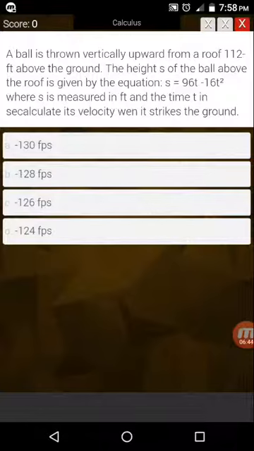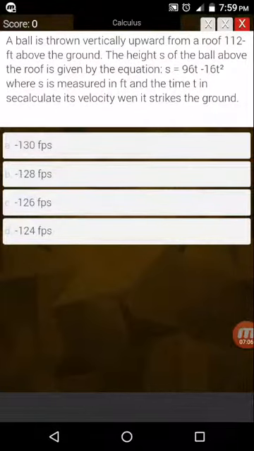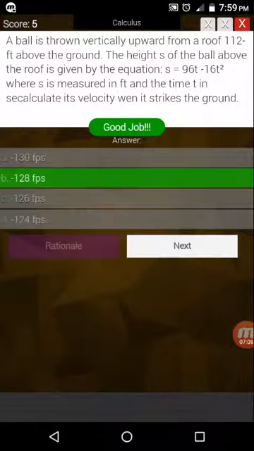A ball is thrown vertically upward from a roof 112 feet above the ground. The height s of the ball above the roof is given by the equation s equals 96t minus 16t squared, where s is measured in feet and the time t is in seconds. Calculate its velocity when it strikes the ground. The answer is -128 fps.